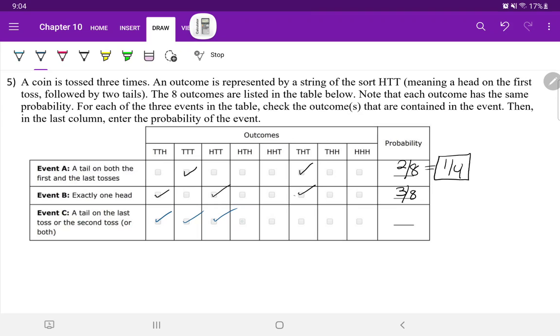That one counts. That one counts. That one counts. That one counts. These 2 do not count because there's not a tails in the second or third toss or both. That is 6 options selected out of 8. So the probability is 6/8, which we're going to reduce to 3/4. And that is it to this problem.